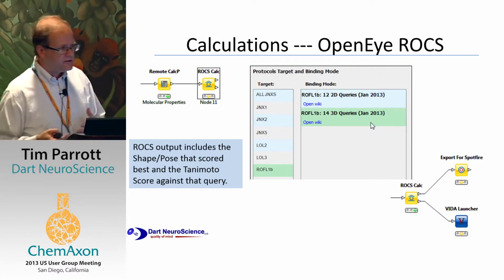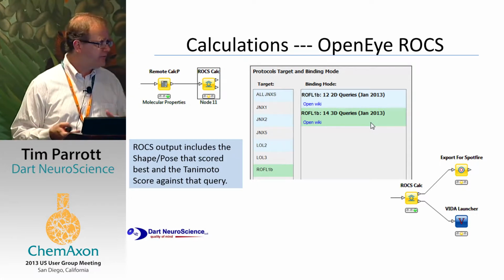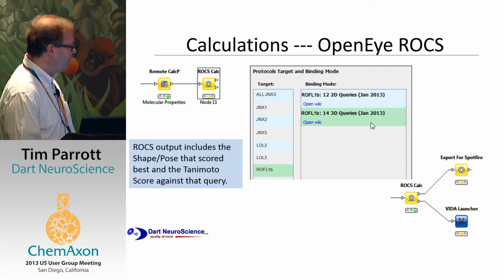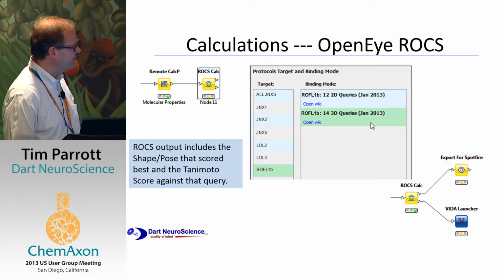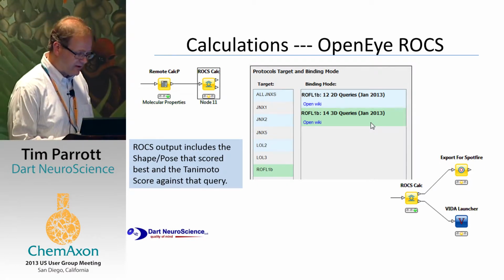The ROCS calculation returns scores, which can be used further downstream in the filtering, or we have a way of launching Vita directly from the ROCS node, and they can view the results that way too.